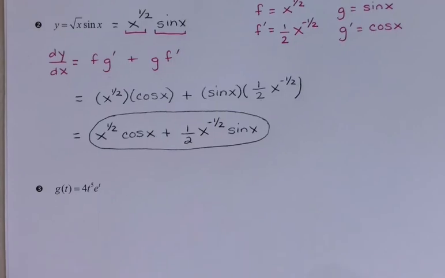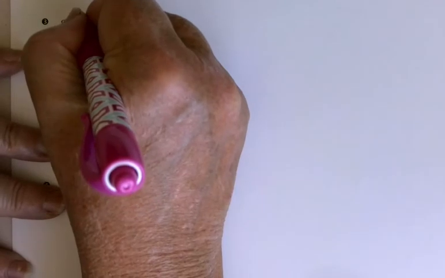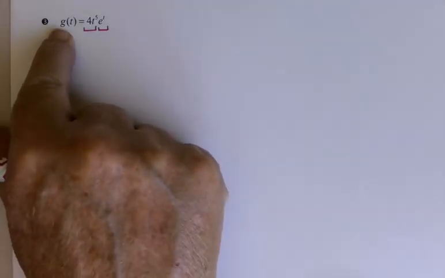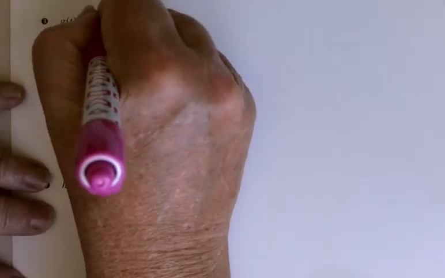All right, let's try number 3. Once again, I see a product, this 4t to the 5th, multiplied by the e to the t. And by the way, if it bothers you that the function itself is named g, and we usually use f and g, you could switch to capital letters or something just to make sure that you don't get confused between the f's and the g's. If it doesn't bother you, don't worry about it.